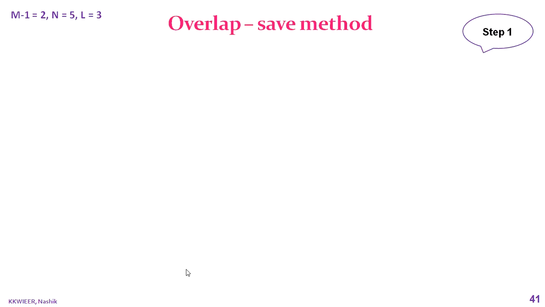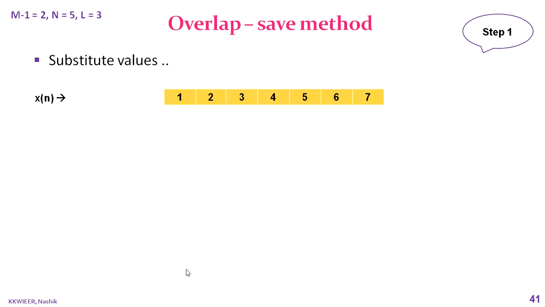Now substitute the values. Your x of n is 1, 2, 3, 4, 5, 6, 7, right? How to write x1 of n? By overlap save method, that m minus 1 samples that will be appended. So 2 zeros, m minus 1, your m minus 1 is 2. So 2 zeros will come, and your L is 3. So 3 samples will be taken as it is. So first sequence x1 of n will be 0, 0, 1, 2, 3.